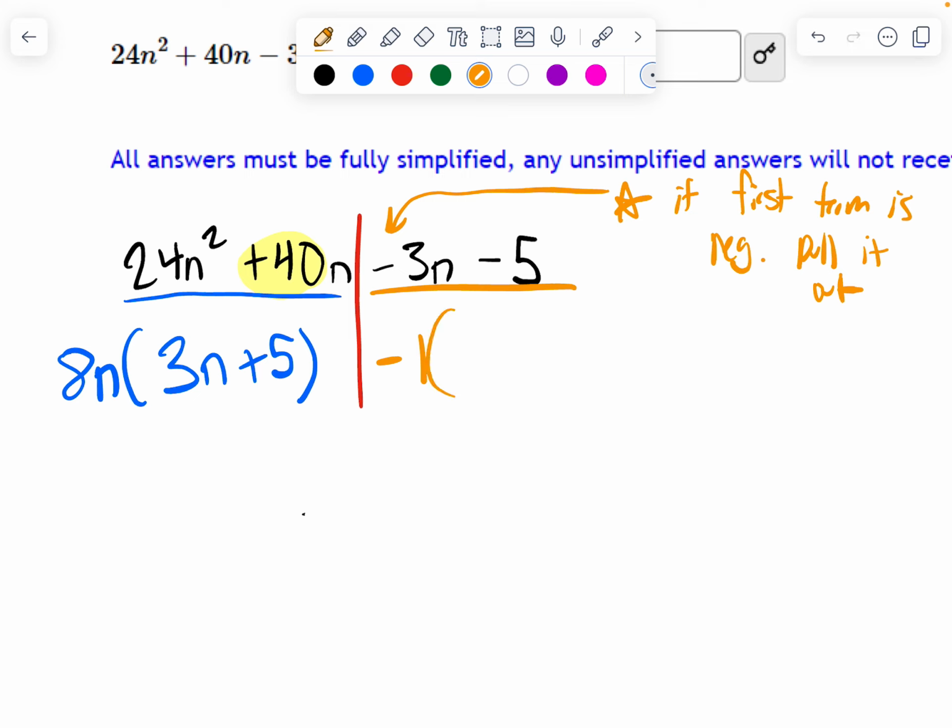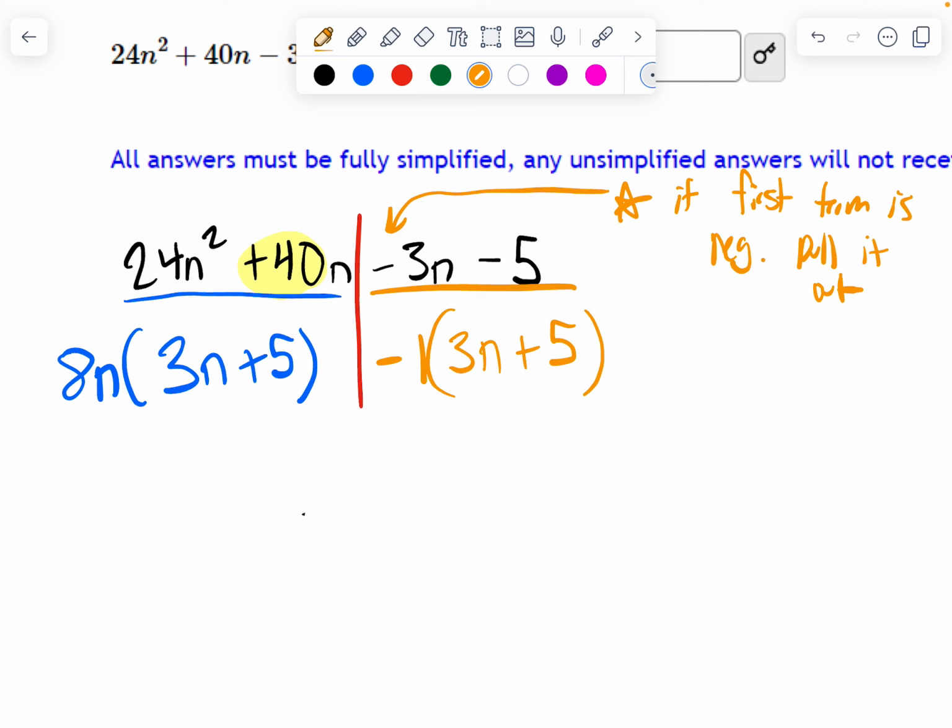Let's actually just pull it out. So a negative 3 divided by a negative 1. Negative over a negative is a positive. So we get positive 3. We're not taking out any n's, so that shouldn't change. There should still be an n left next to our term. And then we have a negative 5 over a negative 1. Negative over a negative is a positive, so we should have plus 5 there.